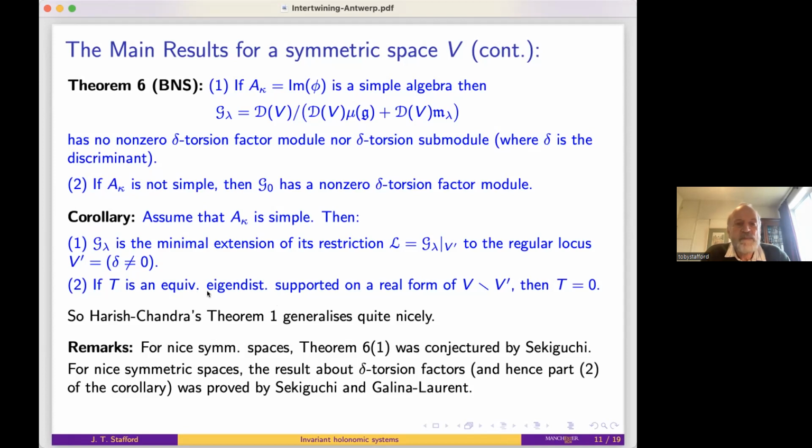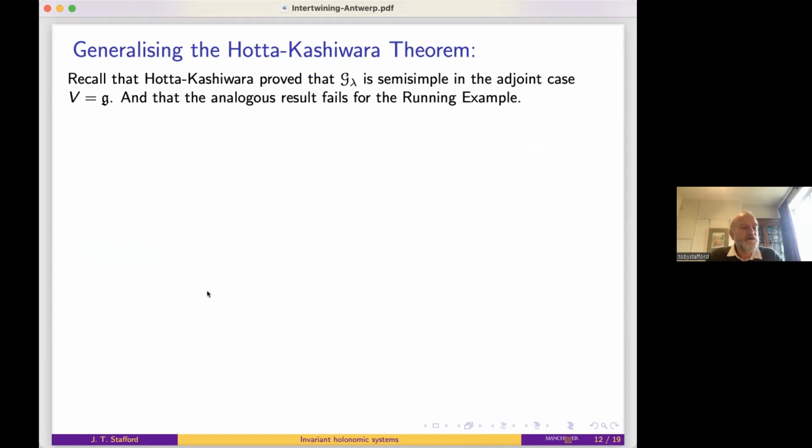So that's describing the Harish-Chandra theorem. What about the Hotta-Kashiwara theorem? Remember, that was the theorem that said, if this G lambda, in the adjoint case when V was G, this G lambda should be semi-simple. But if you remember back with the running example, we showed there that the module was not semi-simple. It had this delta torsion-free top and bottom, but sitting in the middle was a load of torsion junk.